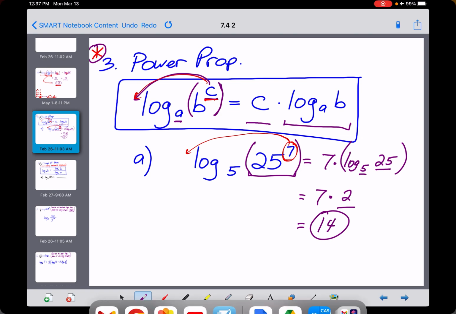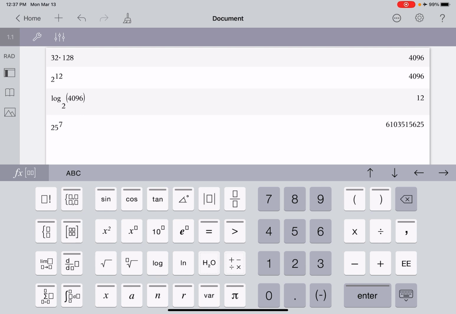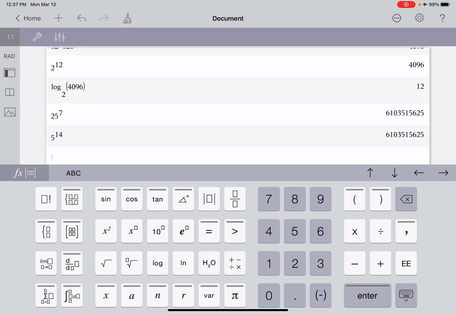Now, my question a while ago was, even if you knew what 25 to the 7th was, there you go, does 5 raised to the 14th power get you the same result?